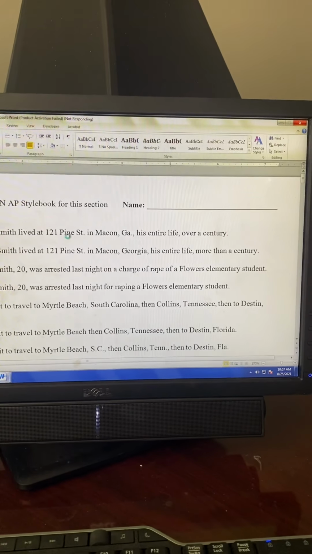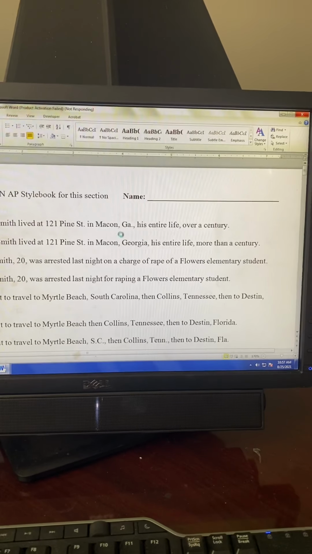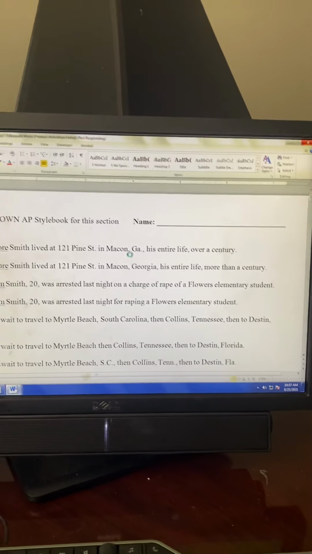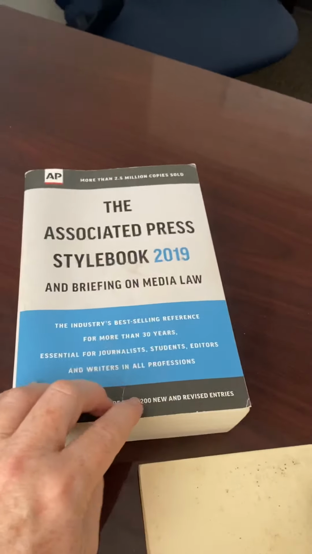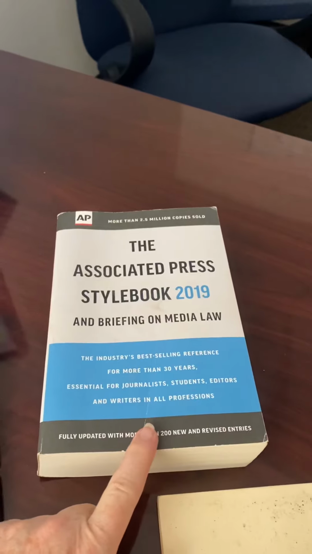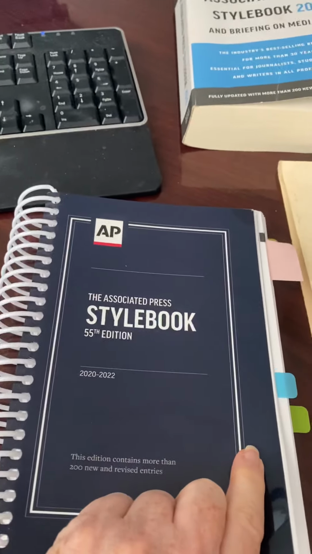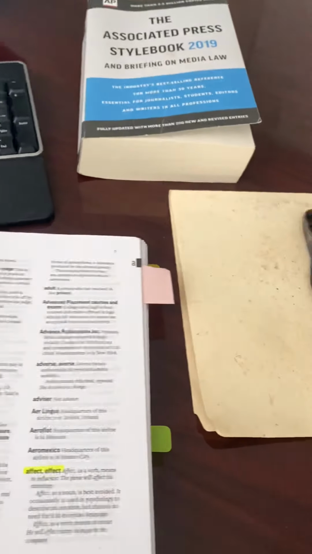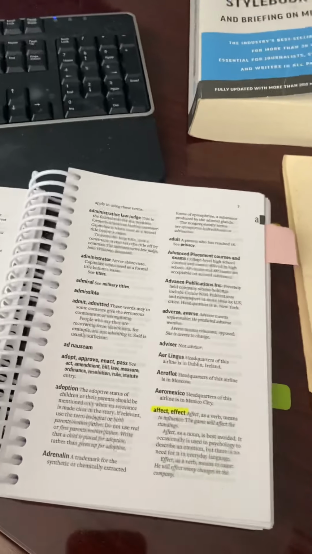Okay, so here these are the same. If they were different, that's one way you could look at it. If you look at here, state names, one's spelled out and one is not, or one's abbreviated. So which one is it? So if you take your style book, and this is the 2019 version, and I will be putting this one in the library on reserve, or the 2020 to 2022 version.